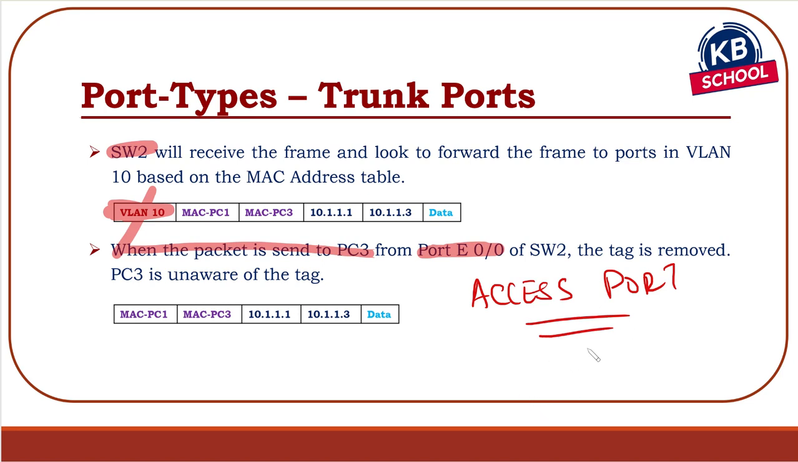So that's how communication works based on VLANs. And the important part to make the VLANs work, not just creating it, you need to assign the ports to VLANs. That's an access port. And you need to make sure you carry the VLAN tag across from one switch to the other. And that port is known as a trunk port.